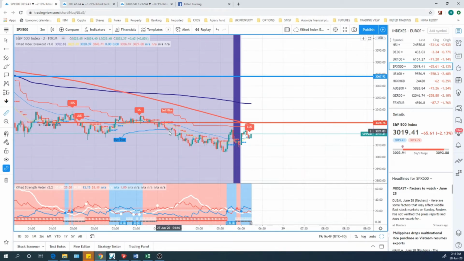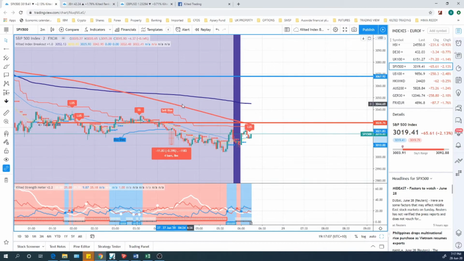Where would you get in? You might have got in off that pin bar here, and you'd have run it down to somewhere about here. So you've got one blue dot, that wouldn't have taken you out. Another blue dot, that wouldn't have taken you out. You'd have got out here.